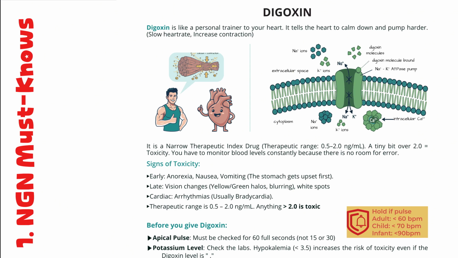A lethal emergency? Before administering, auscultate the apical pulse for a full 60 seconds. Never a radial pulse, and never count for just 15 or 30 seconds. Hold the dose and notify the provider if the apical rate is below 60 in an adult, below 70 in a child, or below 90 in an infant.